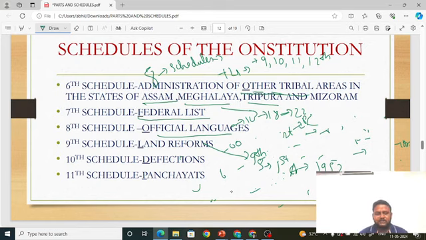Okay friends, next, when it comes to the 10th schedule. The 10th schedule was added in 1985 through the 52nd Amendment Act. The 10th schedule talks about defections, that is, it is basically about anti-defection. What do you mean by defection? Suppose, for example, I am in Congress.